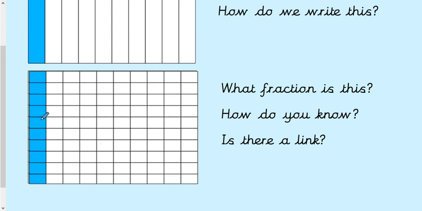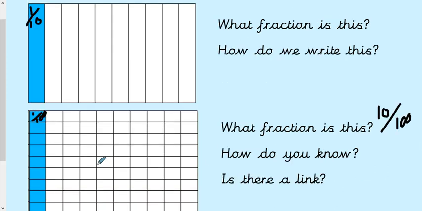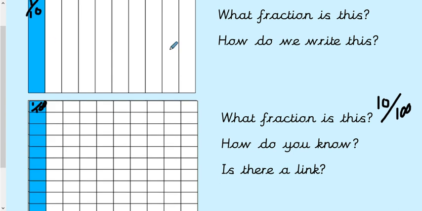This one then, what fraction is this? So this is a 100 square again, so we've got 100 squares. So each one of these boxes would be worth 1/100th, okay? Now, if you counted all of these, there would be 10. So therefore it's 10/100ths, okay?